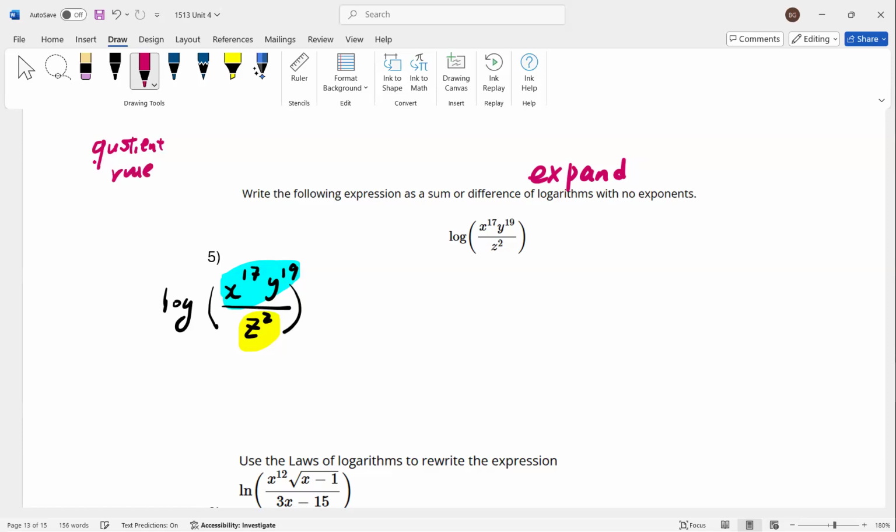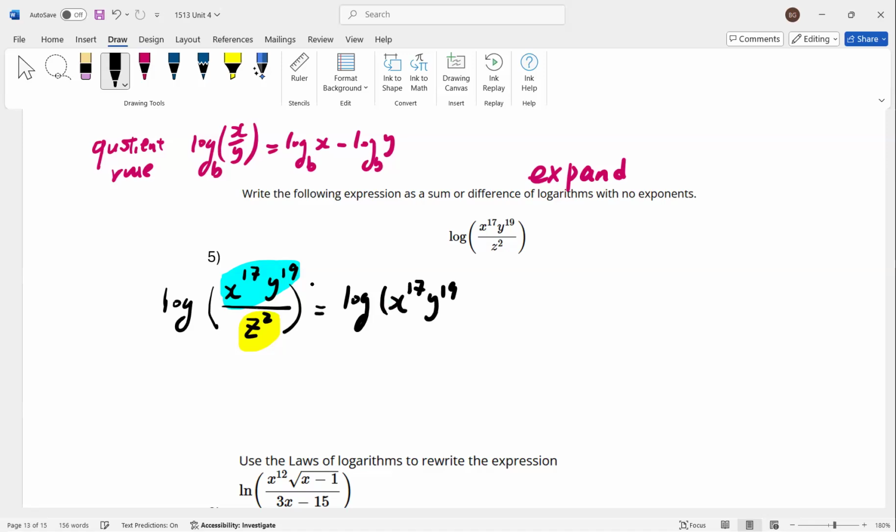Let me write the quotient rule for you. Log with base b, x over y. That x and y is different from the x and y in the problem, okay? Equals log with base b x minus log with base b y. So by using that quotient rule, we could rewrite the log here as a subtraction. When we expand, we get a difference of two logs. The first log has the blue as argument. The second log has the yellow as the argument.